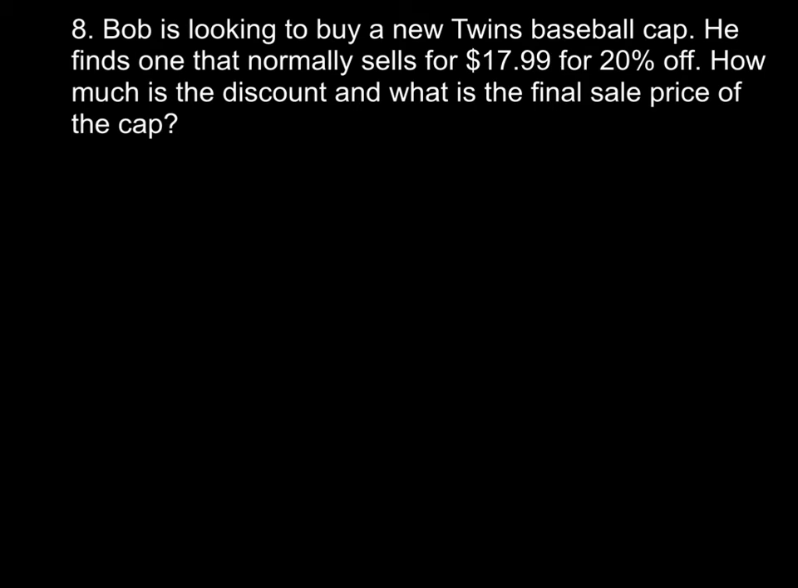Question 8 says, Bob is looking to buy a new Twins baseball cap. He finds one that normally sells for $17.99 and is for 20% off. How much is the discount and what is the final sale price? So this is the type of problem that you had the whole worksheet on. We need to figure out what 20% off the normal price of $17.99 is. To take the percent of anything, you do 20 over 100 times the original price.